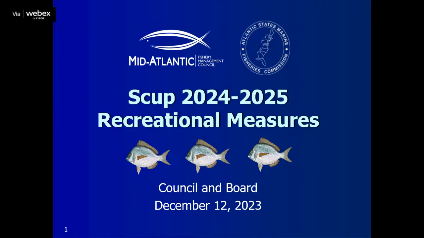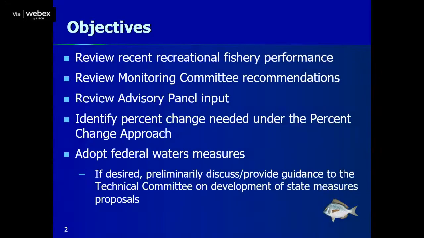And I recognize I am what's standing between you and happy hour, so I will go through this rather quickly. So just a reminder, overall objectives for today is to go over recent fishery performance, review the monitoring committee recommendation, as well as input provided by the AP. We will also discuss and identify the percent change needed under the percent change approach, as well as adopt federal waters measures. And if the group desires, we could also preliminarily discuss or provide guidance to the technical committee in development of state water measures needed to meet that required change in the harvest.